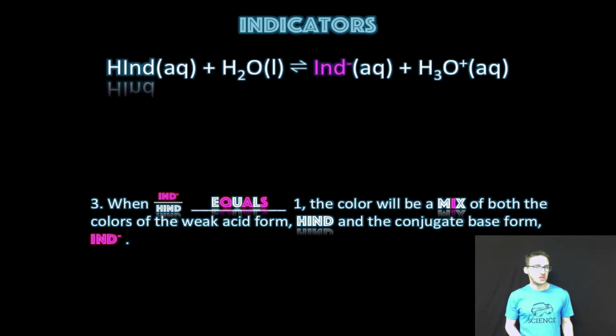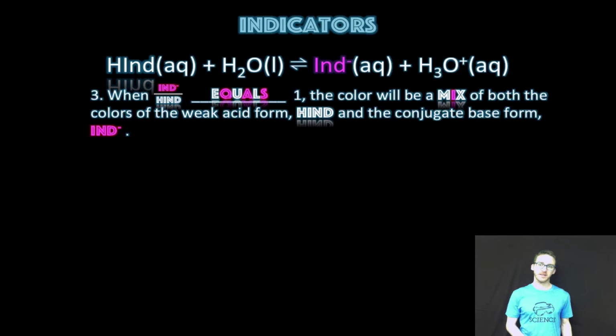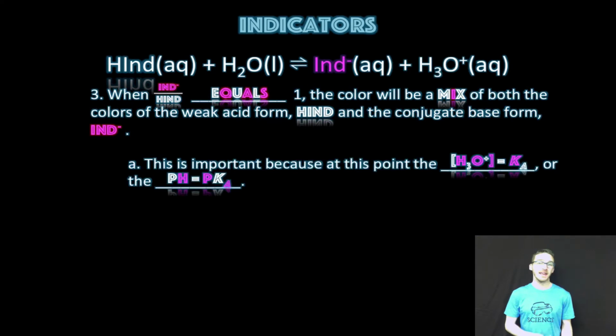Now, why is this so important? Well, let's talk about now the third thing we need to take away from this video. Let's talk about the role of these indicators in acid-base titrations. If you have equal concentrations of the weak acid and conjugate base form of your indicator, at that point, the hydronium ion concentration will equal the Ka of your indicator, or the pH of your solution at that point will equal the pKa of your indicator.